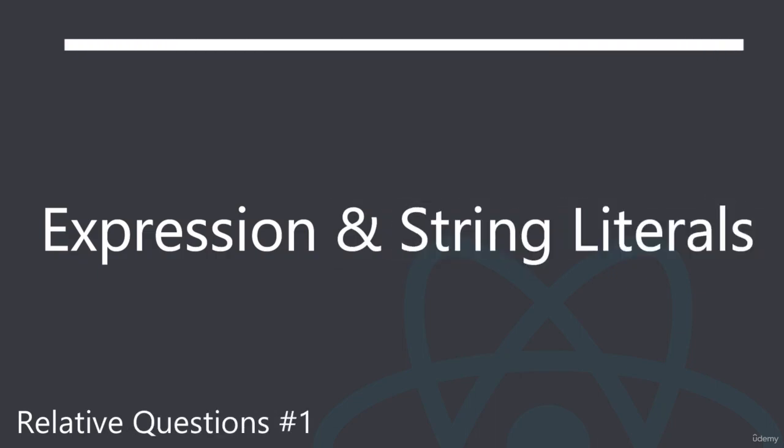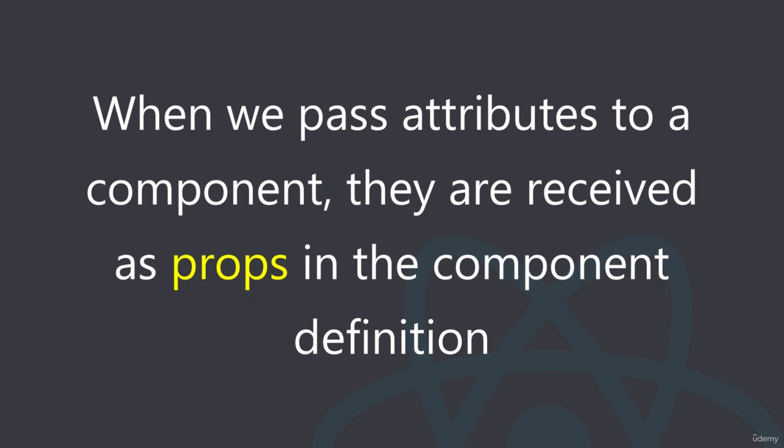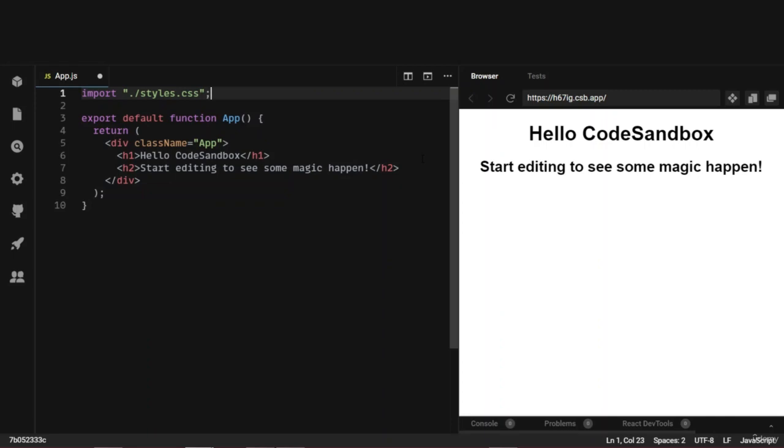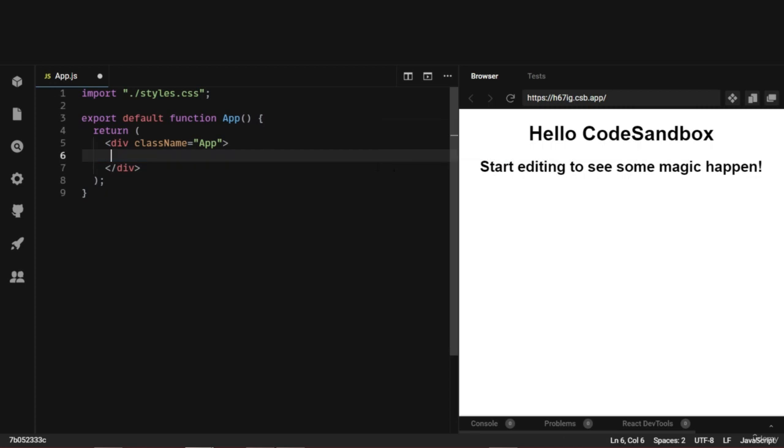We already saw in the fundamental section while learning props that when we pass attributes to a component, they are received as props in the component definition. Now let's explore more options with props. I will quickly create an app, so let me just remove these default tags.